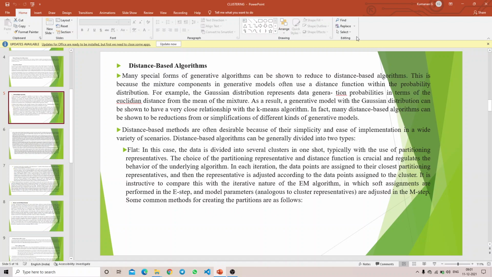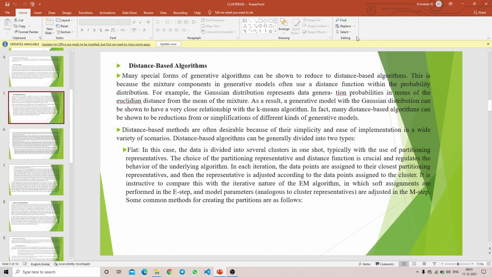Distance-based algorithms can be generally divided into two types. What are the two types? Flat. In this case, the data is divided into several clusters in one shot, typically with the use of partitioning representatives. The number of partitioning representatives and the distance function is crucial and regulates the behavior of the underlying algorithm. In each iteration, the data points are assigned to their closest partitioning representative, and then the representative is adjusted according to the data points assigned to the cluster.